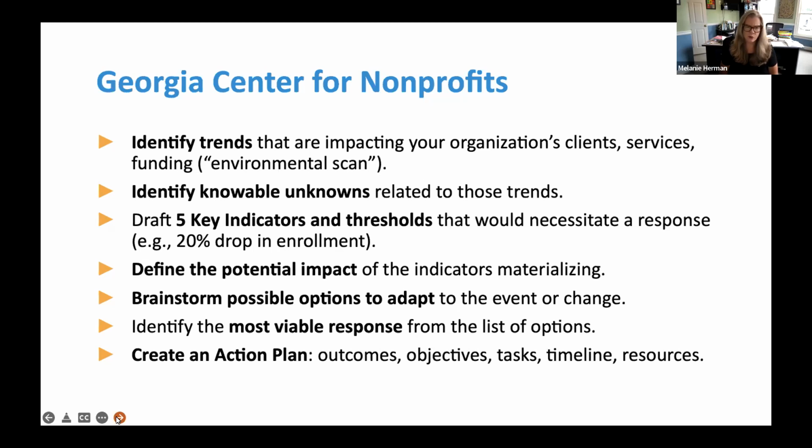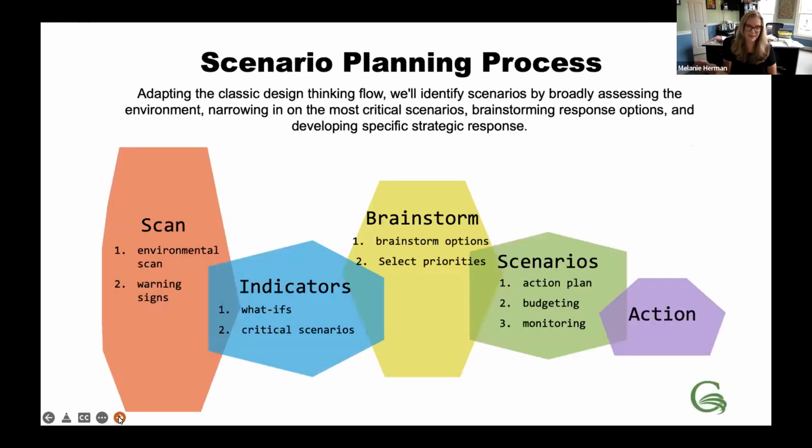And then the next step in the Georgia Center for Nonprofits framework is to identify the most viable response from the options. So what seems most promising? And then they close with creating an action plan. They encourage us to think about outcomes we're trying to achieve, objectives, tasks, timelines, and resources. So they've created this graphic, which breaks this process into 5 steps: scanning, indicators, brainstorming, scenarios, and action.